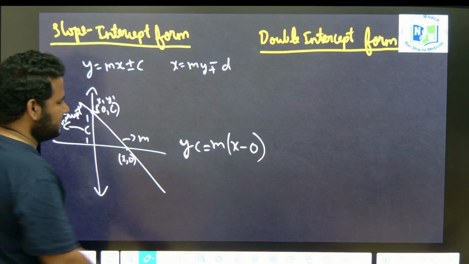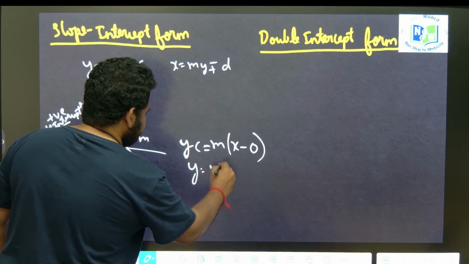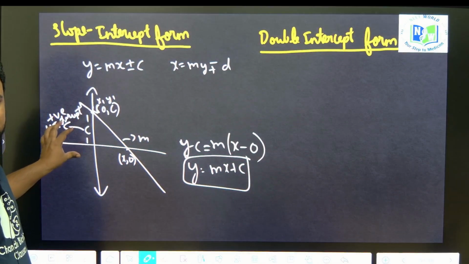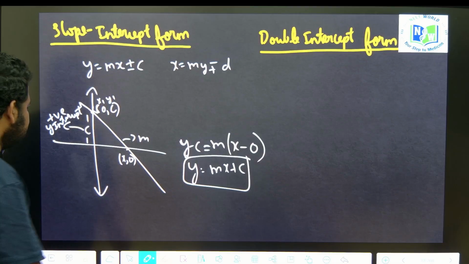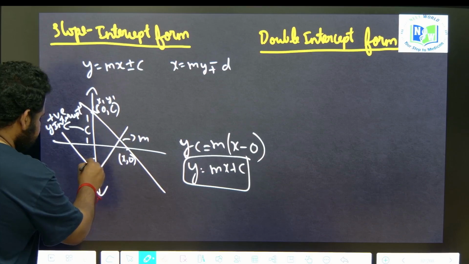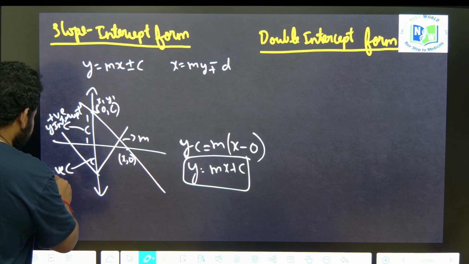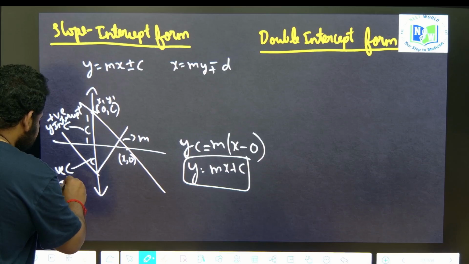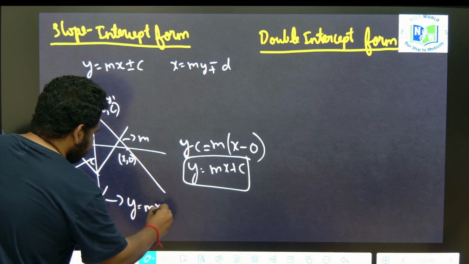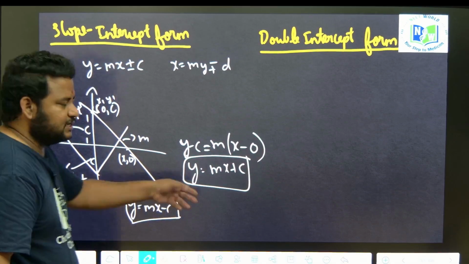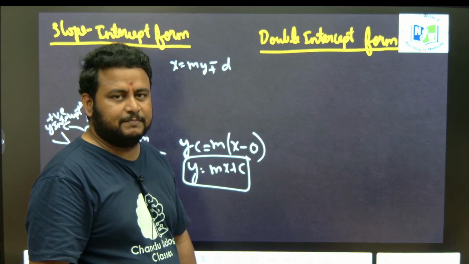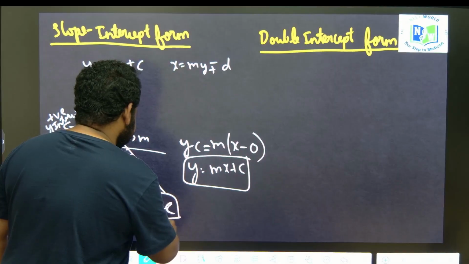x1 is 0. So if I simplify this, I will get y is equal to mx plus c. If c is positive y-intercept, I get y is equal to mx plus c. Suppose if c is negative y-intercept, I can get the equation of the line as y is equal to mx minus c. This you have to remember. Got it?